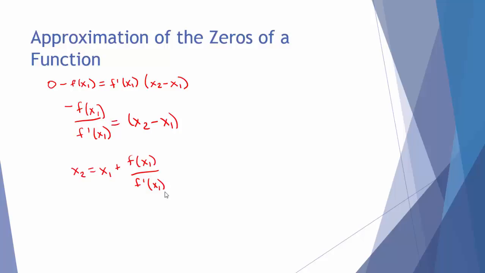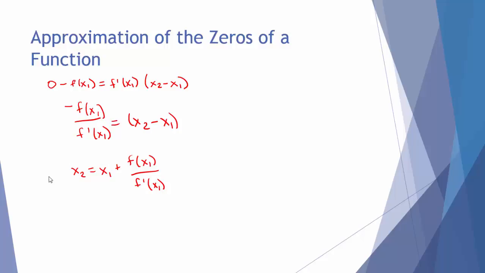So what this tells me is that once I've figured out x sub 1, once I've made that guess, in order to calculate x sub 2, all I have to do is take that x value and add to it the y value associated with that x value divided by the derivative evaluated at that x value, which is a cute little formula, but not necessarily helpful if, let's say, I want the 10th approximation or the 40th approximation. So we want to look for a pattern.